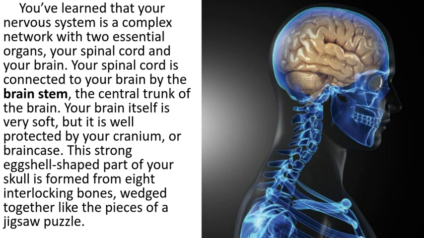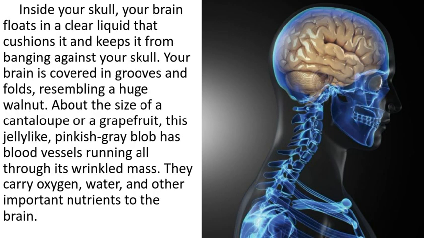Your spinal cord is connected to your brain by the brain stem, the central trunk of the brain. Your brain itself is very soft, but it is well protected by your cranium or brain case. This strong eggshell-shaped part of your skull is formed from 8 interlocking bones wedged together like the pieces of a jigsaw puzzle. Remember, we talked about how when you're a baby, those jigsaw puzzle pieces aren't together yet, so you have soft spots, so you have to be more careful with babies' heads.